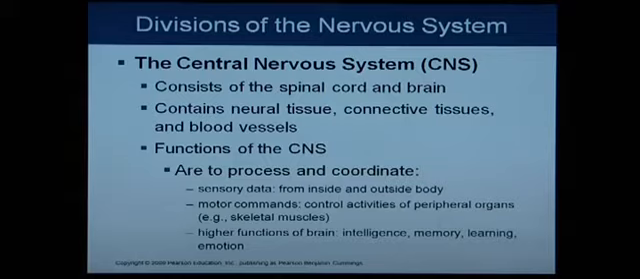These motor commands can control activities of other organs in the body, like muscles, for example. And the higher functions of the brain: intelligence, memory, learning, and emotions, which we'll talk more about in a later chapter when we get into the details of the brain.